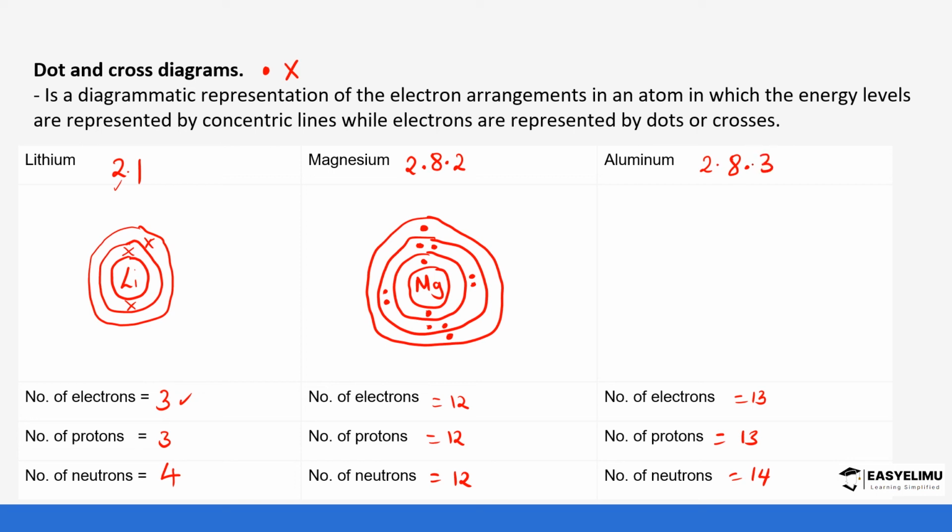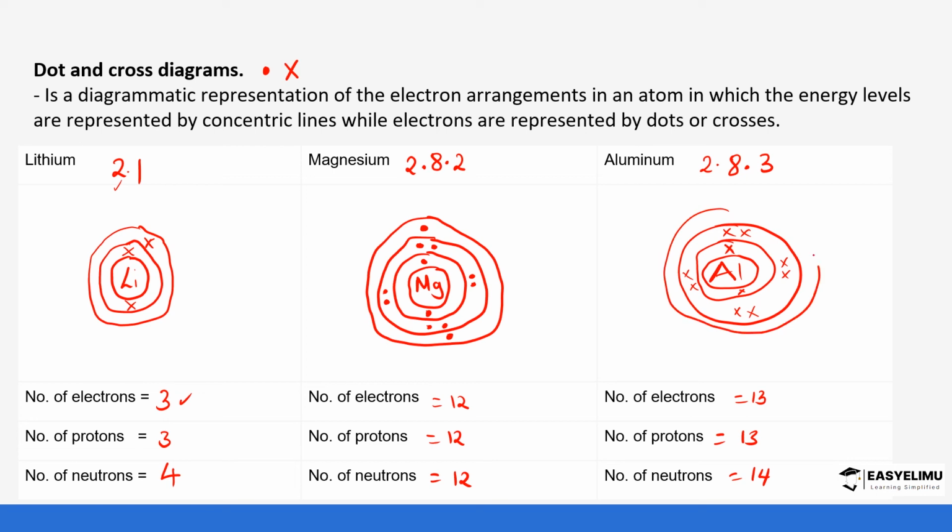Let's present that using dots or crosses. So first we start with the symbol, which is Al at the center, and we close the nucleus. Next we start with the first shell, and we occupy 2 electrons in the first shell. Next we go to the second shell, we put the 8 electrons, 2, 3, 4, 5, 6, 7, 8, and then finally the last shell, we put the 3 electrons that are remaining. So let's do a bit more examples.